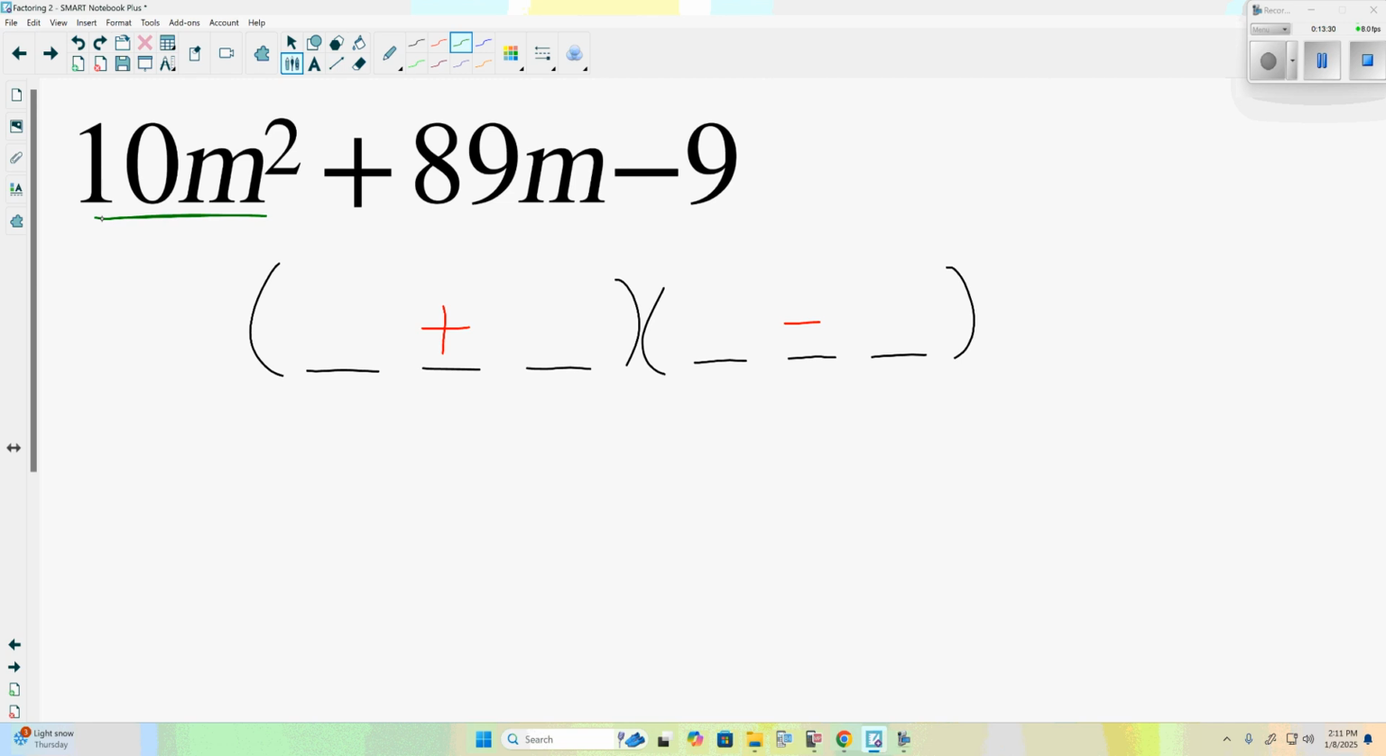Now let's look at the factors of the first term here. 10m squared. Well, our m squared is still going to be what? M and m.